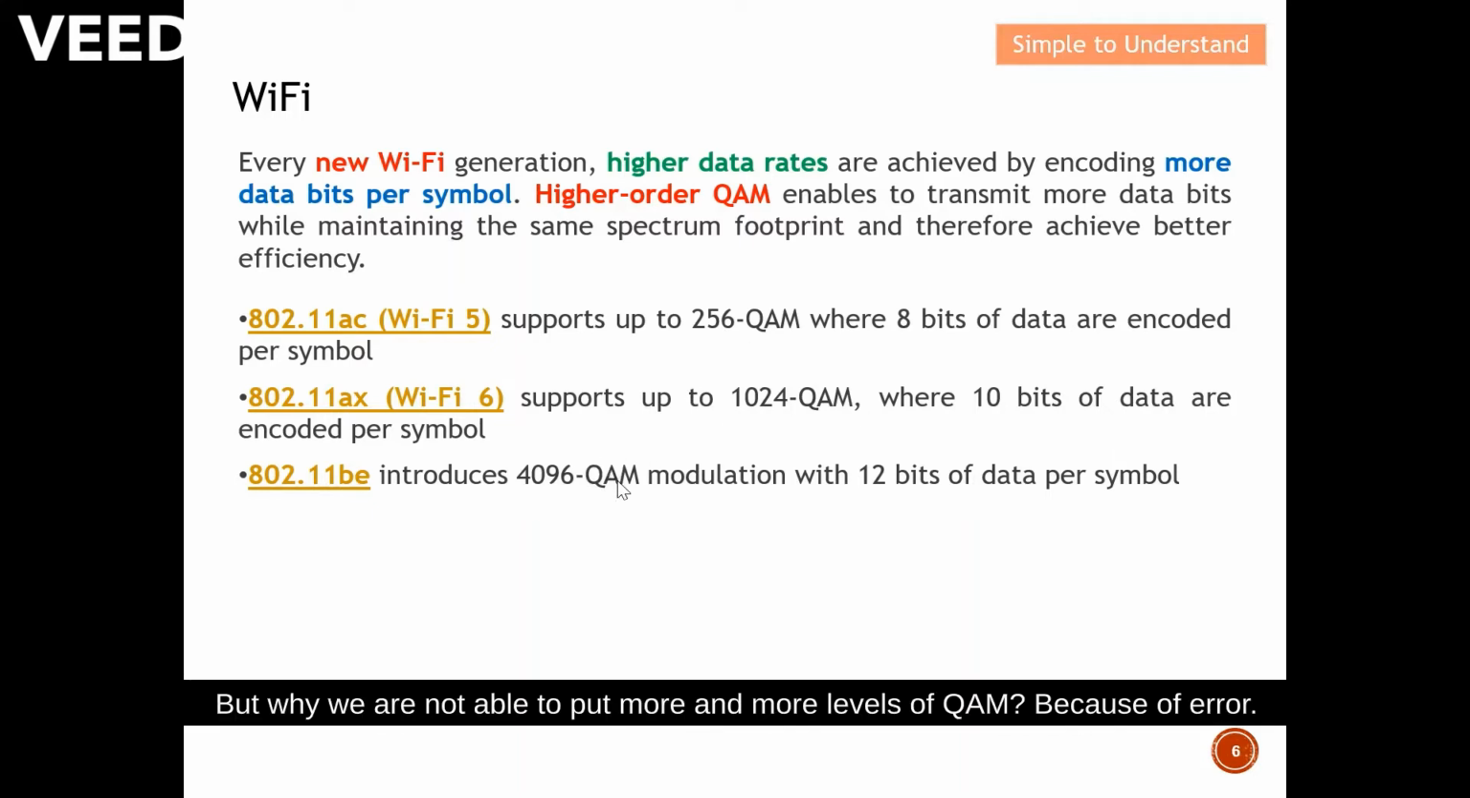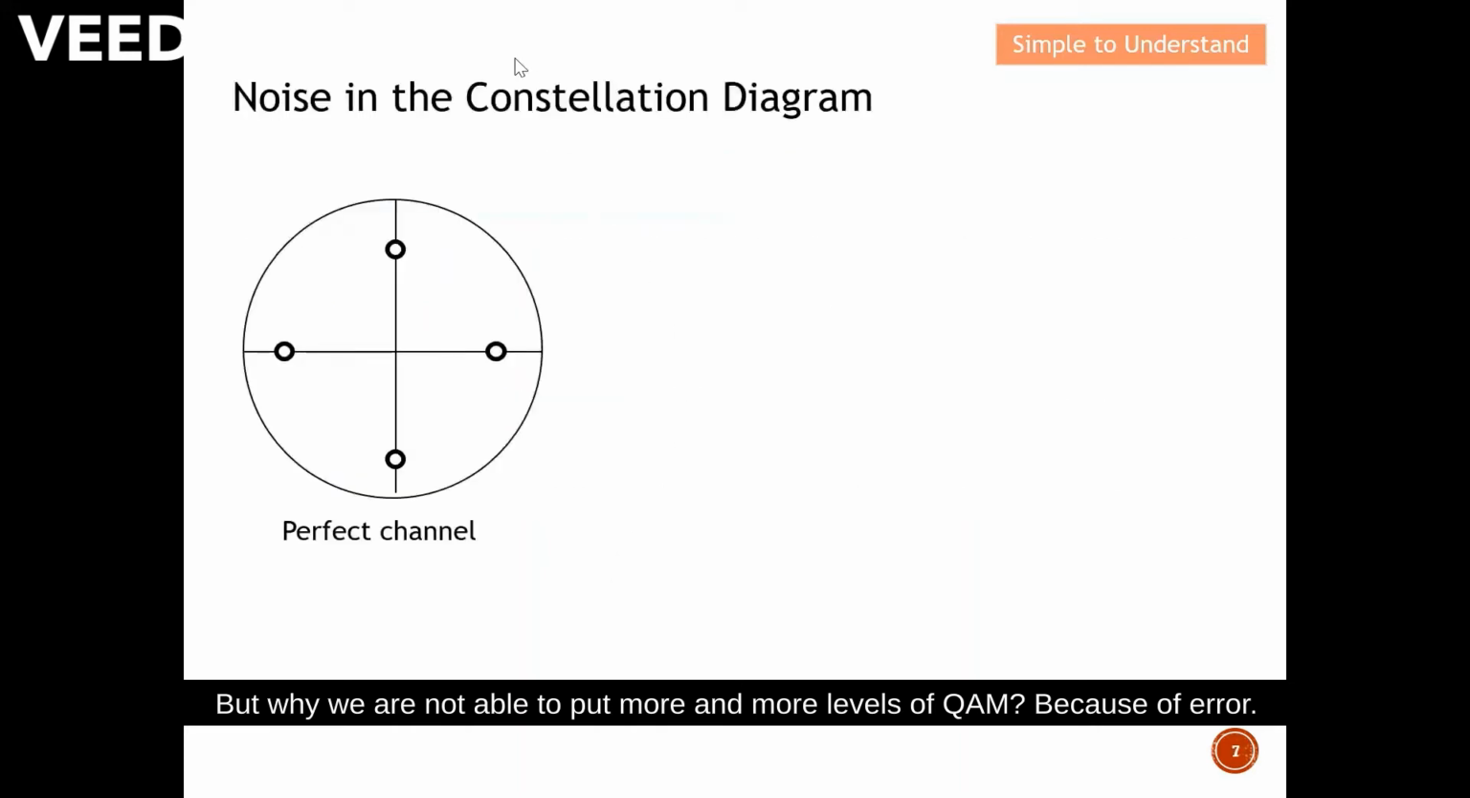But why are we not able to put more and more levels of QAM? Because of error. Let's discuss the noise in the constellation diagram. So this is a QPSK constellation diagram.